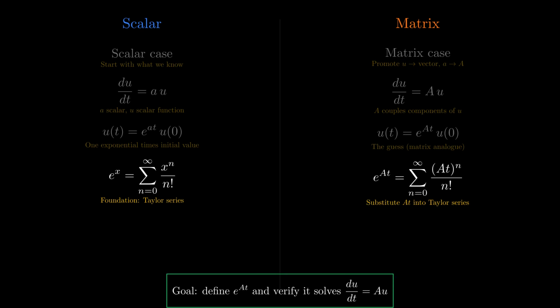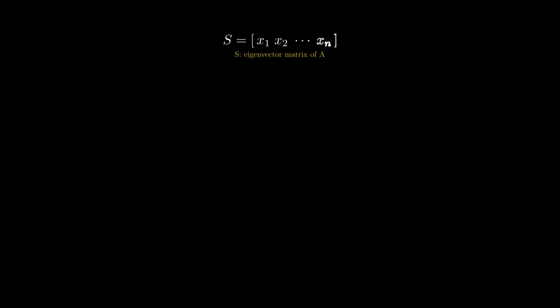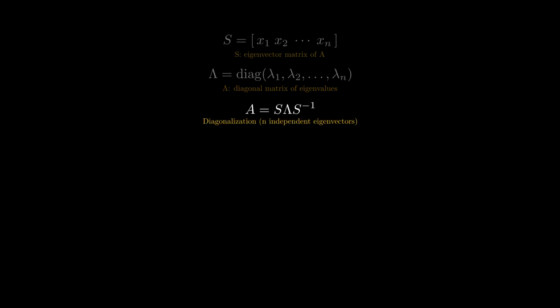Our job now is to define what e to the At actually means and then prove that it really does solve the system. The trick is to change bases. Let S be the eigenvector matrix of A. Its columns are the eigenvectors. And then let capital Lambda be the diagonal matrix of eigenvalues. If A has n independent eigenvectors, then A equals S Lambda S inverse.